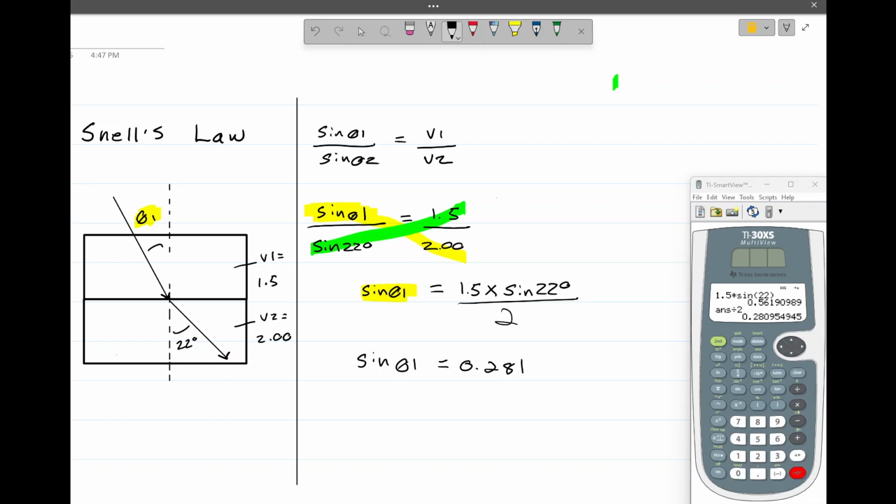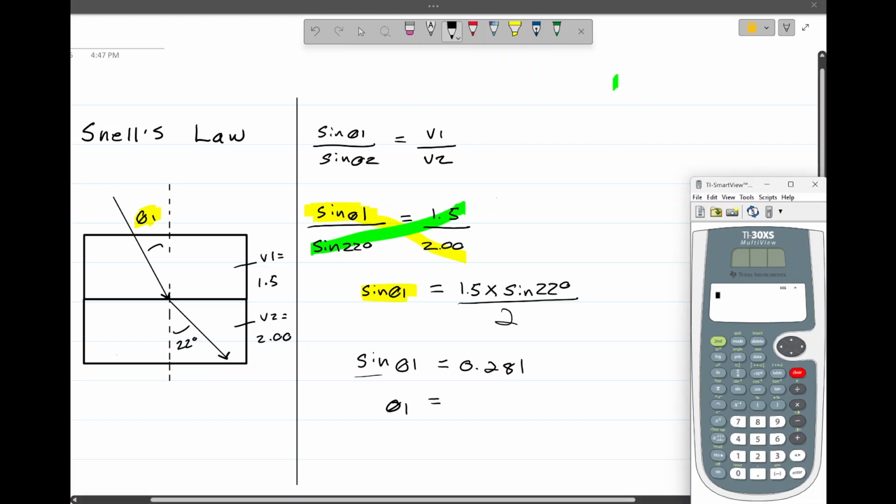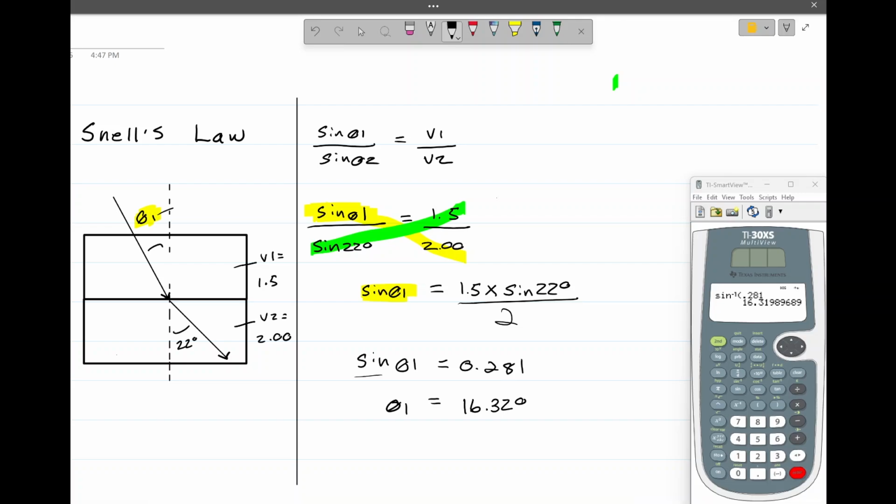Now this isn't an angle. We want to know the angle. What this gives us is the sine of the angle. And remember, a sine is just a ratio. So to figure out the angle, you have to do the arcsine function in your calculator. So you hit second sine to access that arcsine function, and you enter 0.281, hit enter, and you find out that theta 1 is equal to 16.32 degrees. So this angle here is 16.32 degrees.